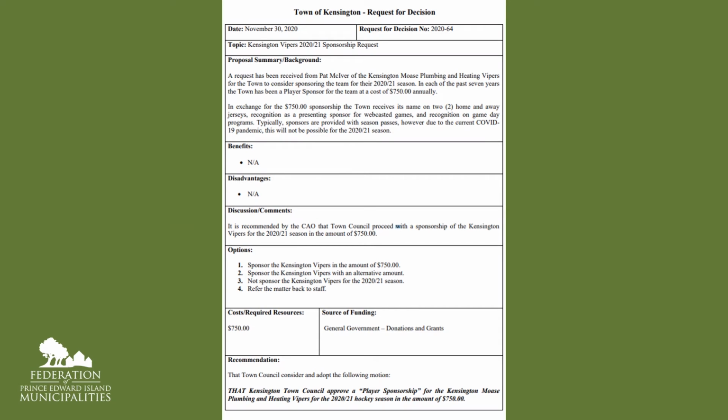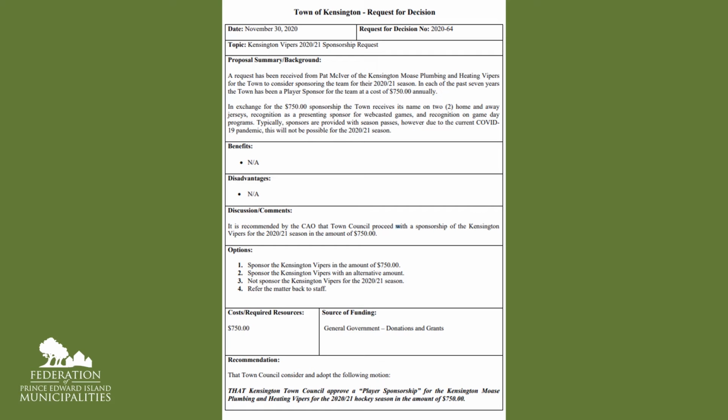So this is an example of that form council may want the CAO to prepare and use for council decisions and council meetings. And in this example, from the town of Kensington, the CAO has prepared a request for decision with a date, the topic, a proposal of the situation and decision that's being requested.